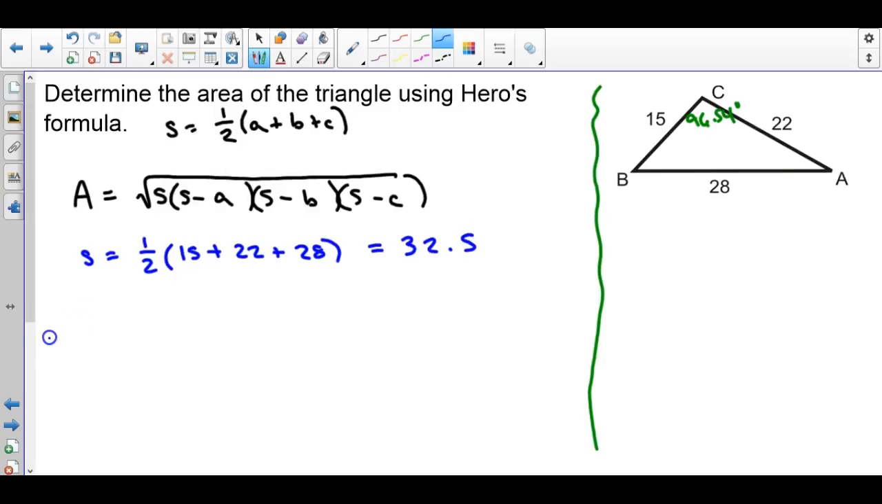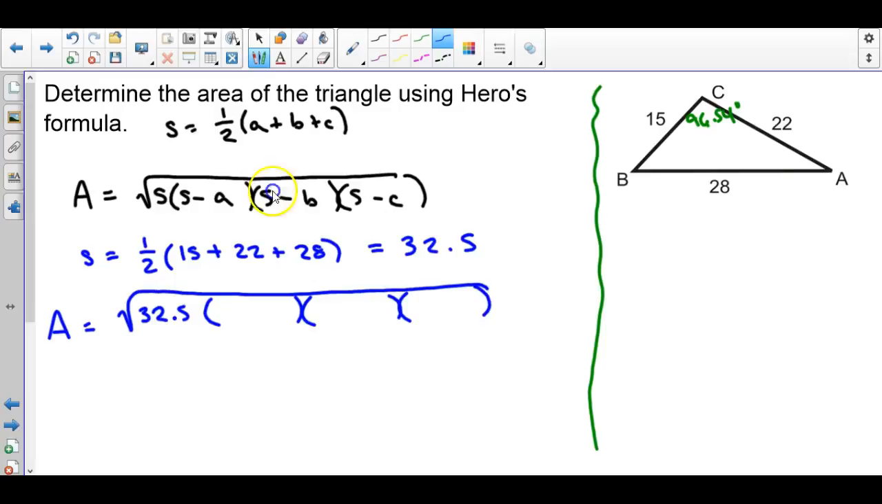So now I'm just going to kind of build this formula. I'm going to say my area is going to equal, and I'm going to bring my 32.5 here, and I'm going to open three parentheses. And I'm going to fill these parentheses by taking 32.5 minus each of my side lengths. So I'll do 32.5 minus 15, and that's going to give me 17.5. And then I'll do 32.5 minus 28, which is going to be 4.5. And then I'll do 32.5 minus 22, and that is going to give me 10.5.